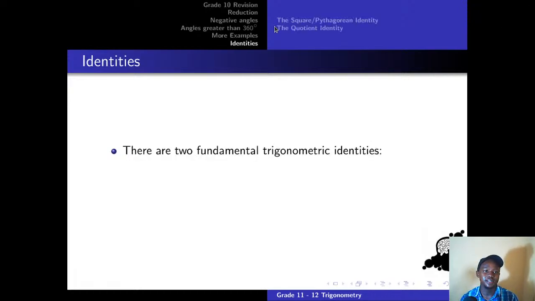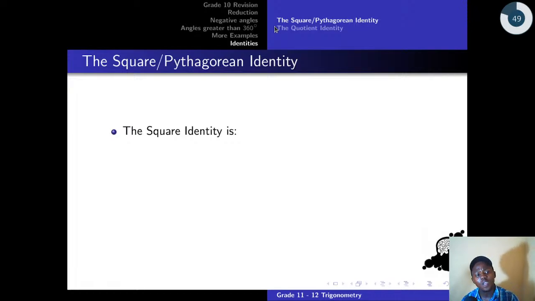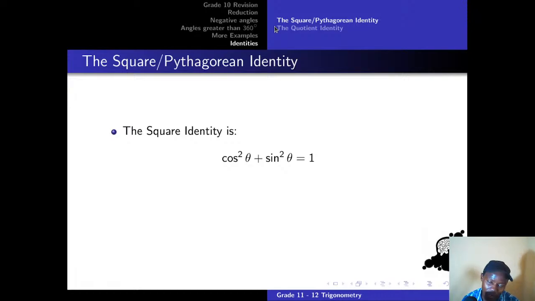Moving on to identities. There are two fundamental trigonometric identities that you will be introduced to in grade 11. Now, these two identities are the square or the Pythagorean identity, as well as the quotient identity. Now, the square or Pythagorean identity is written as cos squared theta plus sine squared theta equals 1. Please keep this in mind. There is a technique on how to prove this, and it may be examinable if you're in grade 11.